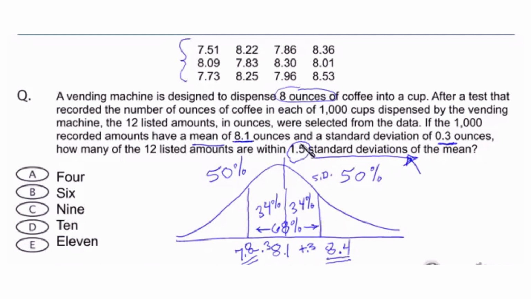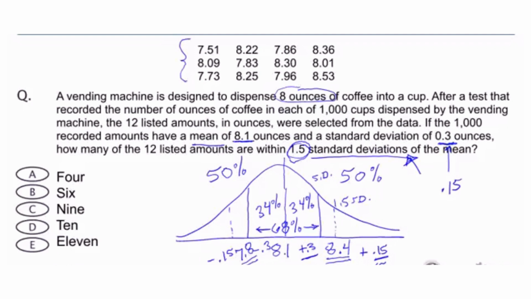But that's not what the question's asking. It's asking how many are within 1.5 standard deviations. Well, how do we get a half a standard deviation? Well, it's just half of that 0.3, or 0.15, right? So let's add an additional 0.15 onto the 8.4, and that should give us 1.5 standard deviations, shouldn't it? Because one standard deviation is plus 0.3, an additional plus 0.15 would give us a total of 1.5 standard deviations. So 8.4 plus 0.15 would be 8.55 on the positive side, right? But on the negative side, we need to go down another negative 0.15, and that'll get us down to negative 1.5 standard deviations.